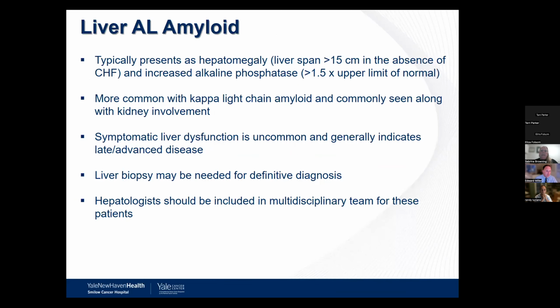And then lastly, liver involvement of AL amyloid generally presents with enlargement of the liver or an increase in alkaline phosphatase level. Liver involvement is seen actually more commonly with kappa light chain amyloid and is often seen concomitant with kidney involvement. The presence of symptomatic liver involvement or synthetic liver dysfunction or liver failure is quite uncommon. And so when this is seen, it likely indicates more advanced or late stage disease in regards to the amyloid.